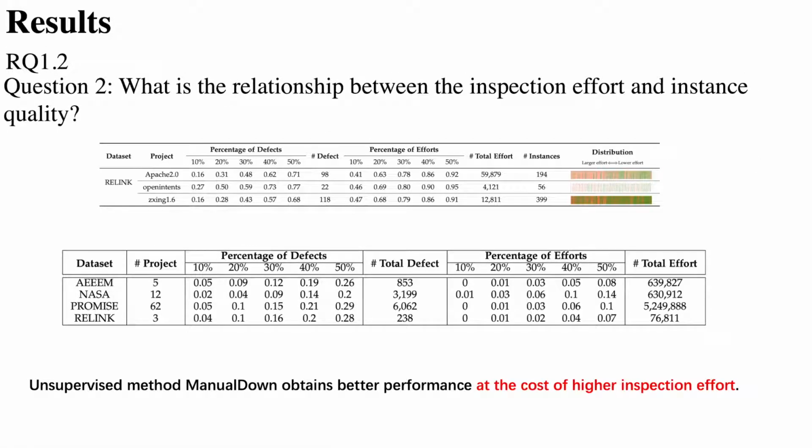As for the results of question 2, we find that the unsupervised method ManualDown obtains better performance at the cost of a higher inspection effort.